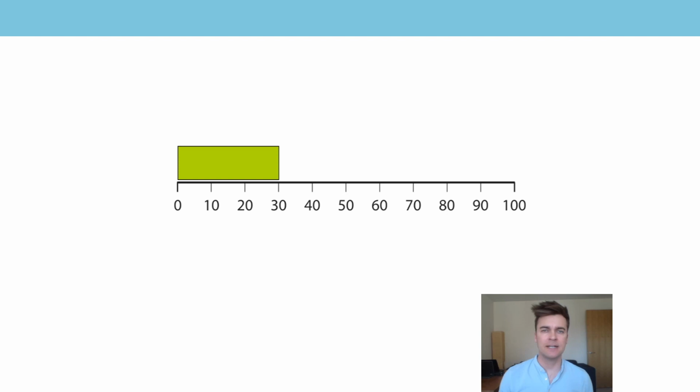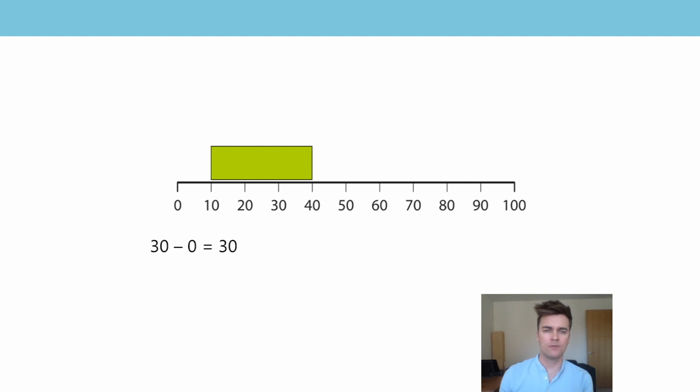Let's look at this in a different way. What's different here with this image? I can't see the individual blocks this time, but I can still see a starting point and a finishing point. I can still work out the length of the rod. 30 subtract 0 is equal to 30. The length of the rod is 30.